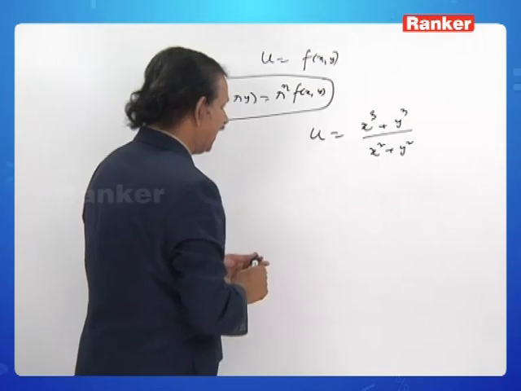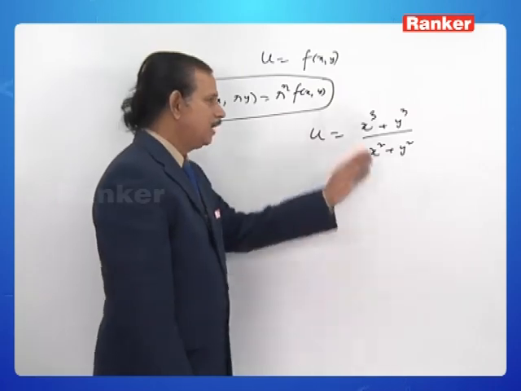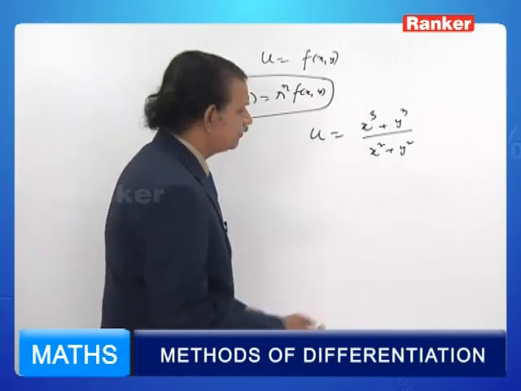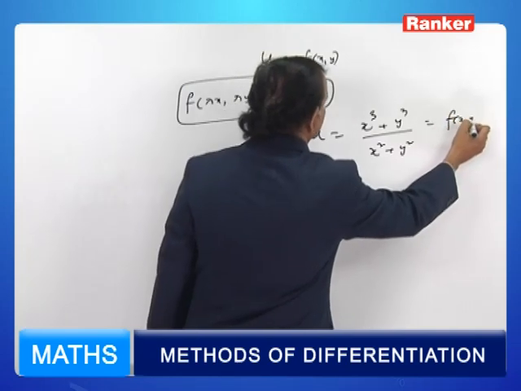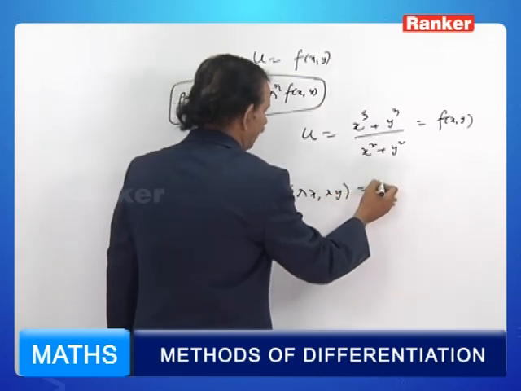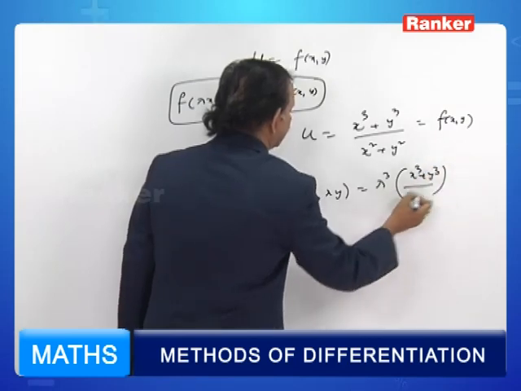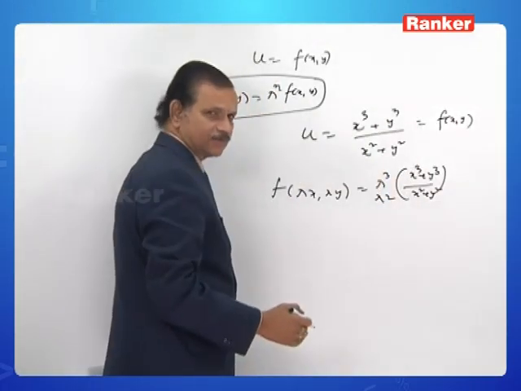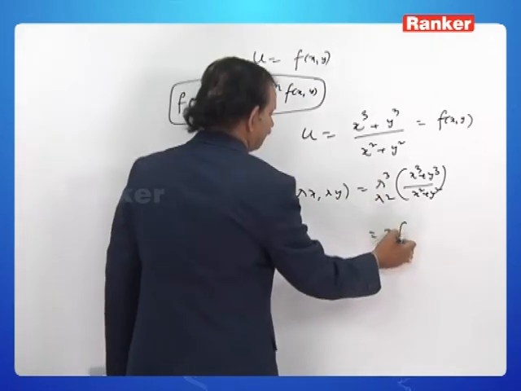If you take lambda x in the place of x and lambda y in the place of y, what do you observe? Lambda cube x cube plus lambda cube y cube by lambda square x square plus lambda square y square. If you cancel lambda, this is f of xy. What is f of lambda x comma lambda y? Lambda cube into x cube plus y cube by lambda square into x square plus y square. Lambda x whole square is lambda square x square, lambda y whole square is lambda square y square. You are pulling lambda square out, f of xy.